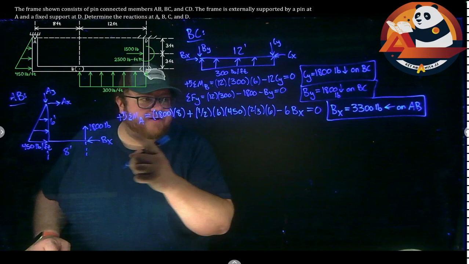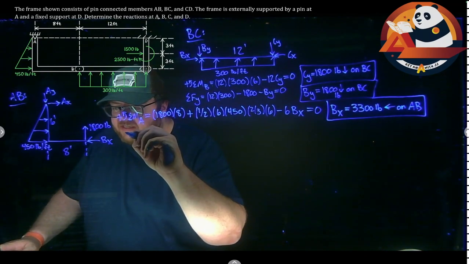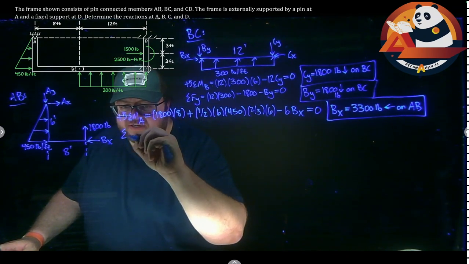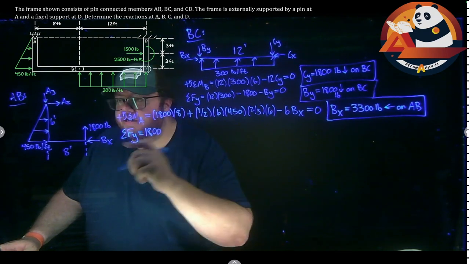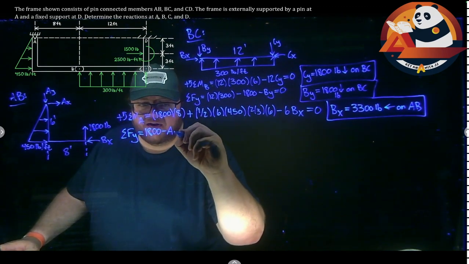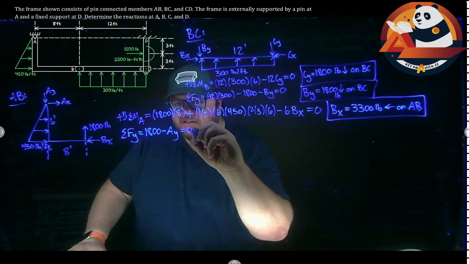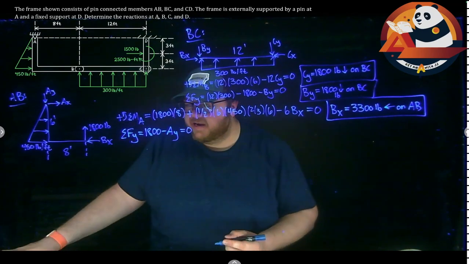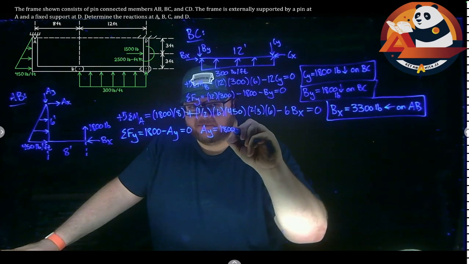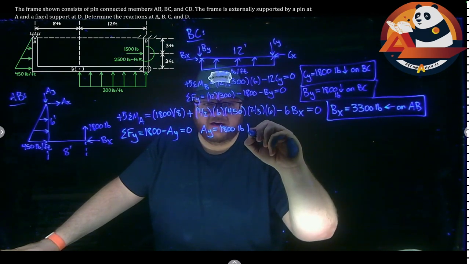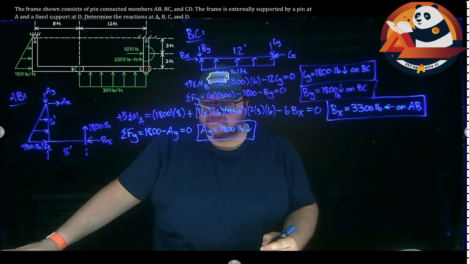But I can now, if I know BX, just sum forces in the X and the Y. If I sum my forces in the Y direction, I have BY going up, 1,800, and AY comes down, minus AY, gets us to 0. There's nothing else in the Y direction here. So AY has to end up being 1,800 pounds, and it is going down. I get a positive out from this equation, so I guessed the correct direction.